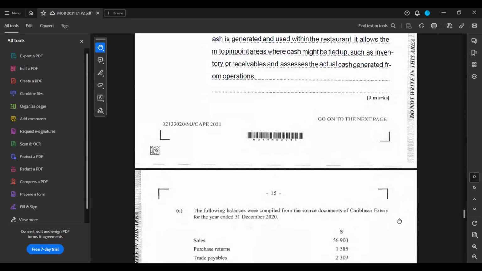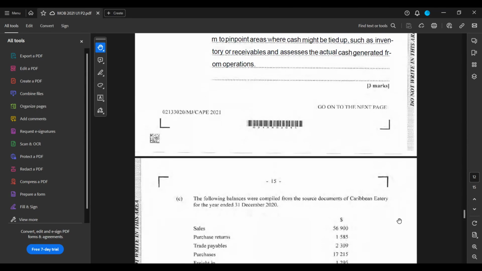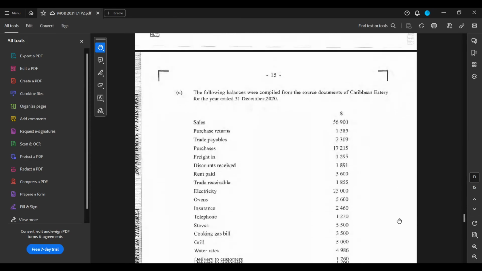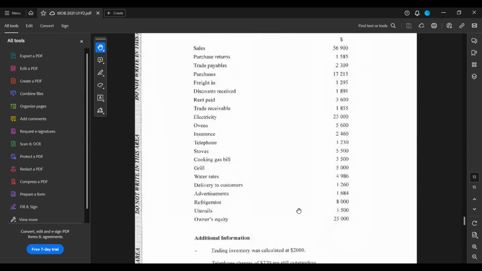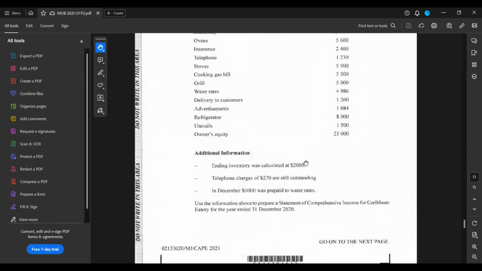Part C, the following balances were compiled from the source document of Caribbean Eatery for the year ended 30th of December 2020. We have these, guys. We have additional information here. Ending inventory was calculated at 2,000, telephone charges of 270 are still outstanding, and in December 1,000 was prepaid to water expenses. Using the information above, prepare a statement of comprehensive income for Caribbean Eatery for the year ending the 30th of December 2020.